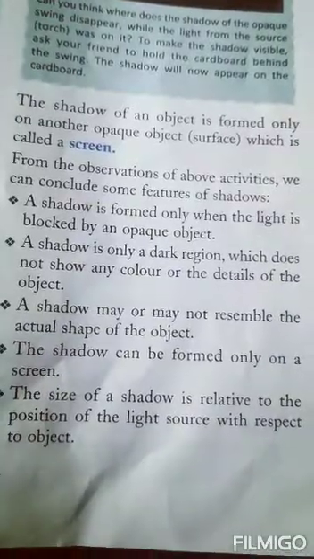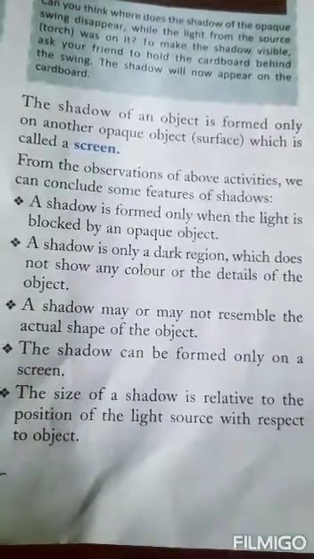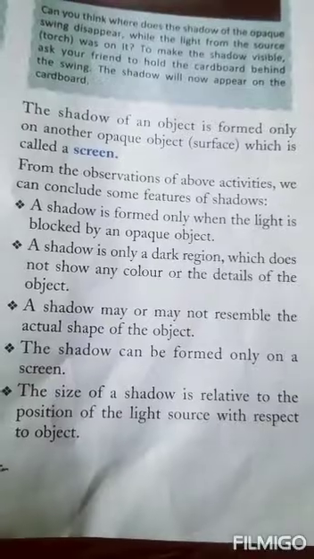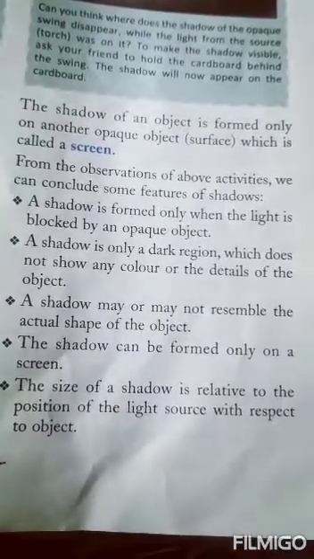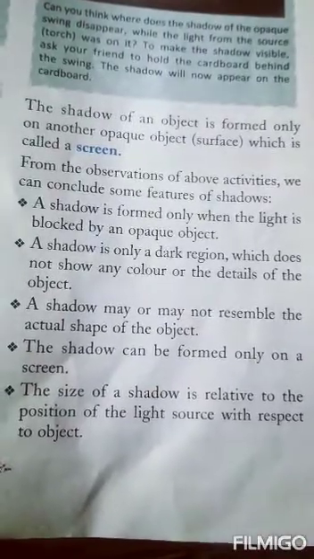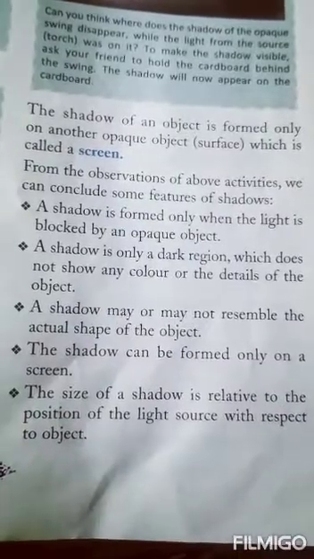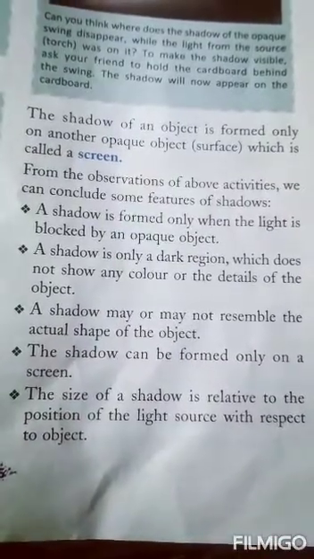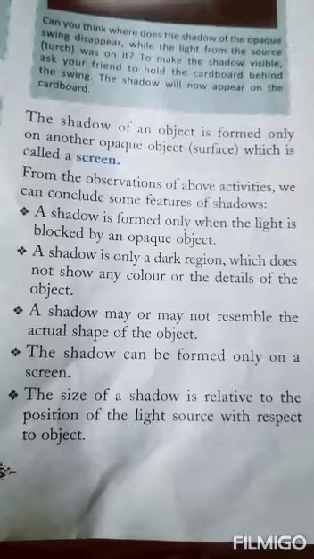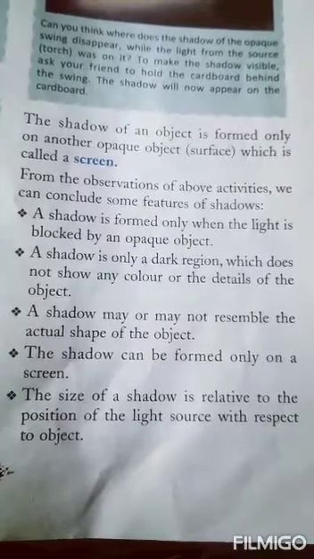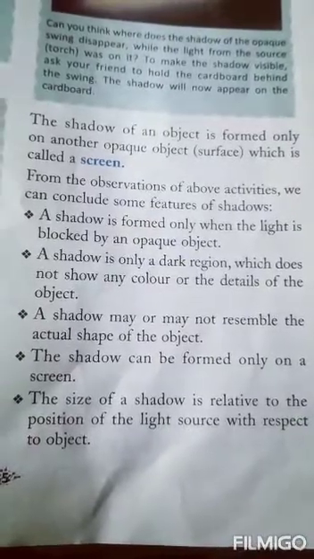As you see in the activity, either the shadow of the CD or the shadow of the pen, all are of a black color. So it means it does not indicate the color of the object. A shadow may or may not resemble the actual shape of the object.